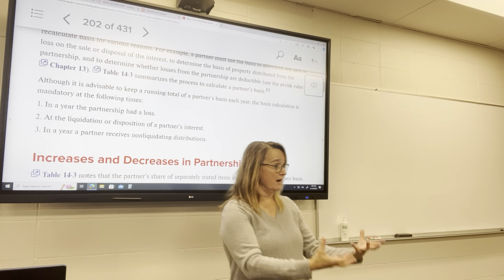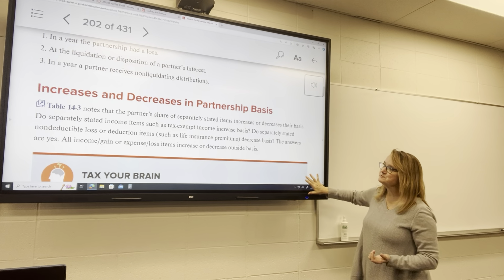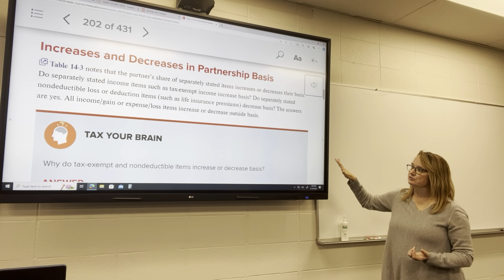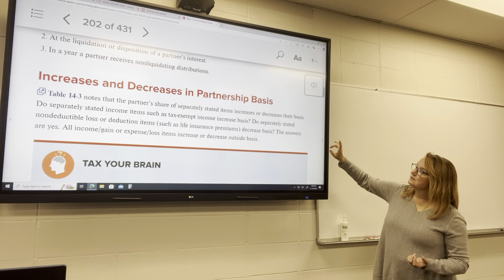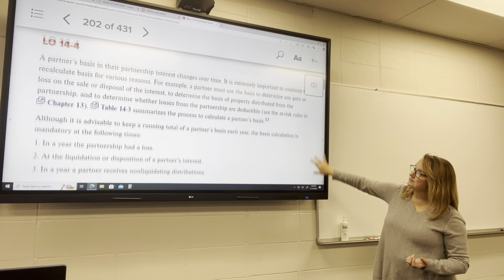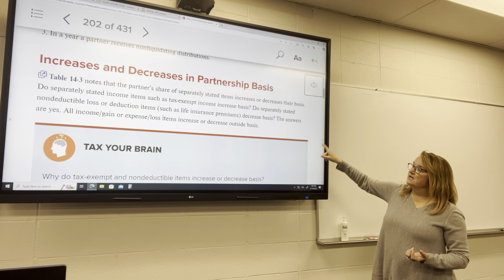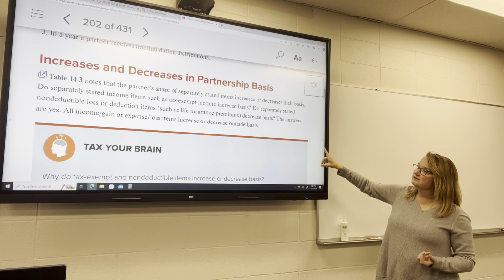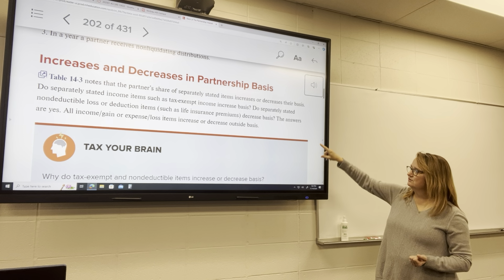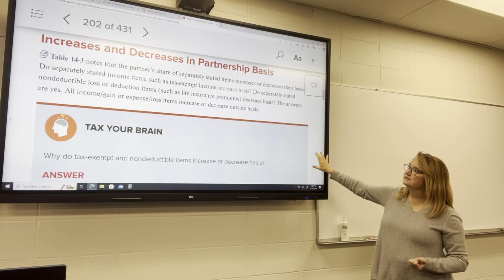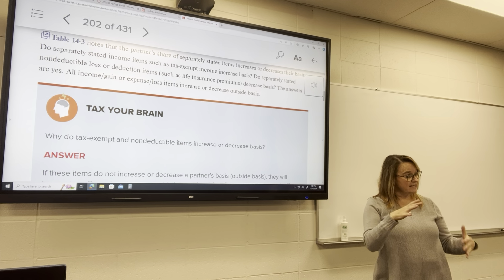So we need to know, if you've got basis, whether or not that distribution is going to be taxable as well. So what types of events increase and decrease basis? So what am I talking about here? Separately stated items, even if they're non-deductible, will decrease basis. I don't know why they put this in here. All income, gain, expense, or loss items on that K1 will increase and decrease basis.